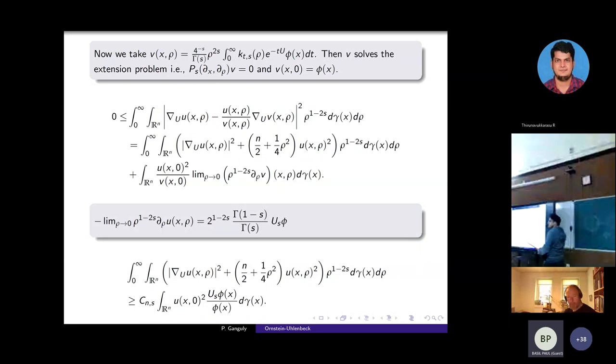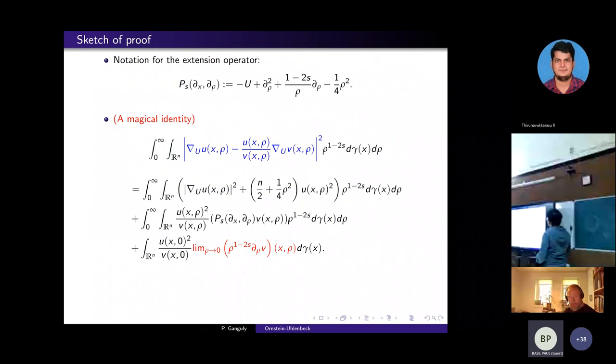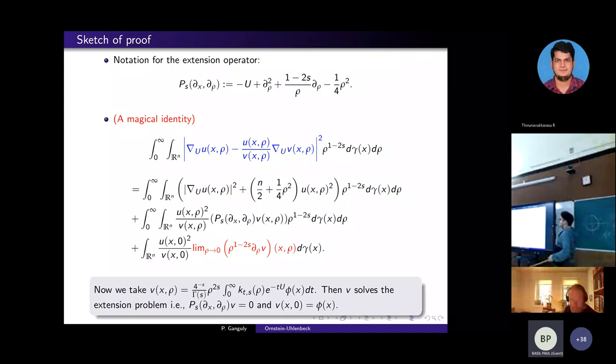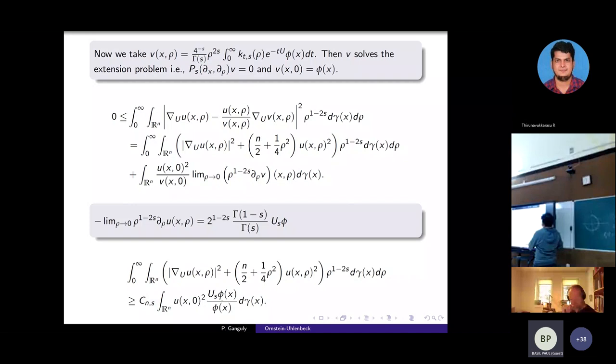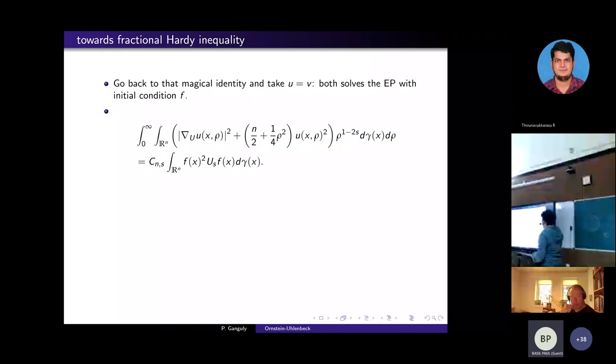Now we can further use the magical identity and get a better representation for this trace norm. So you again go back to this magical identity. Remember, this magical identity has nothing to do with our trace Hardy inequality. So again, we use this, and we take V and U to be equal, and they are solving the extension problem with initial condition some other function f. Then this part will be zero, this part will survive, this part will be zero. So this part will be equal to the part involving the fractional power. So we will get this, if you take that U solves the extension problem with the initial condition f. Now we already have this inequality from the trace Hardy inequality. Now we have a better representation for the trace norm. So with these two things, we have this.